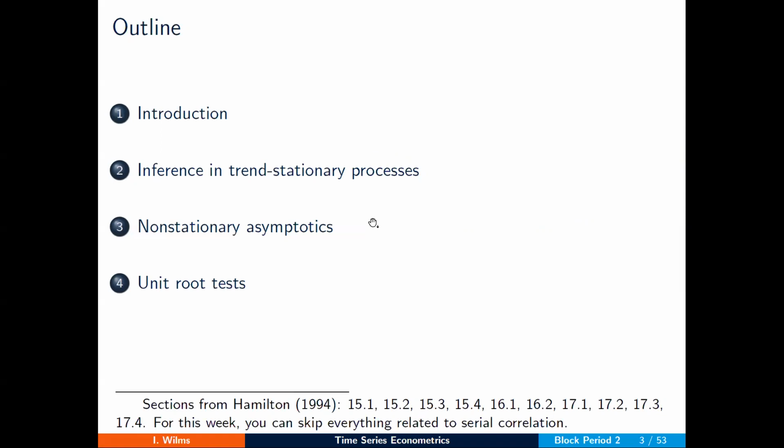We will then continue with the main building blocks needed to deal with non-stationary asymptotics, such as our partial sum process, Brownian motions, and the functional central limit theorem. Finally, we will start looking at unit root tests, which are tests that can be used to determine whether our time series is stationary or not.